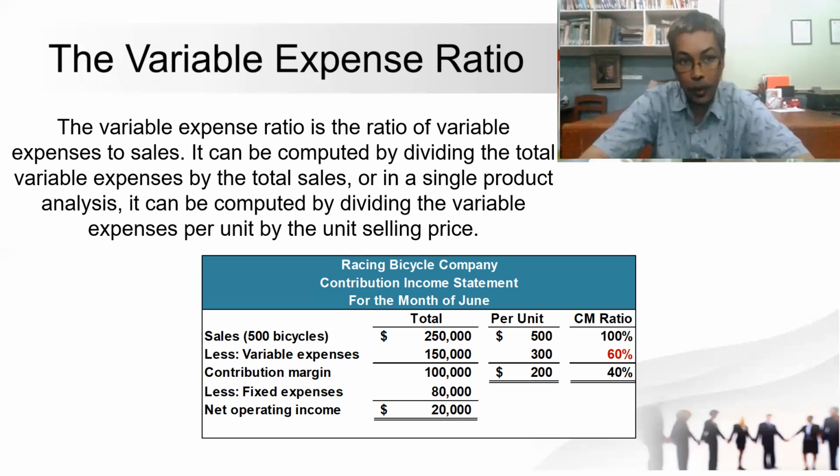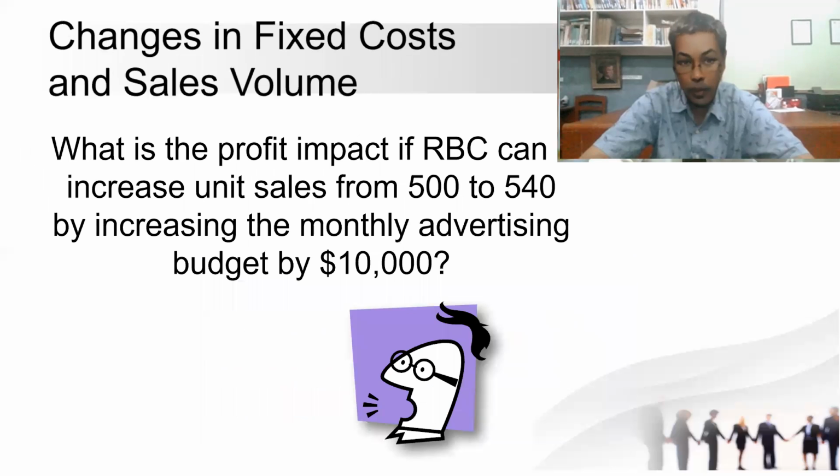Changes in fixed cost and sales volume. What is the profit impact if RBC, this is the company, can increase unit sales from 500 to 540 by increasing the monthly advertising budget by $10,000? We are able to sell 40 units more, bringing total sales to 540 units, by increasing the monthly advertising budget by $10,000.